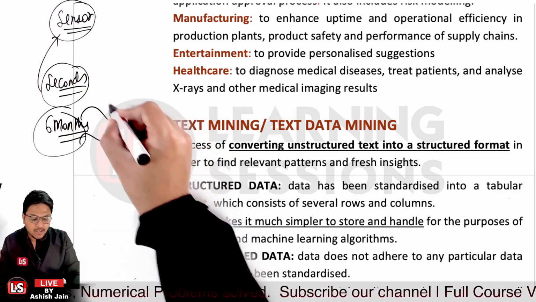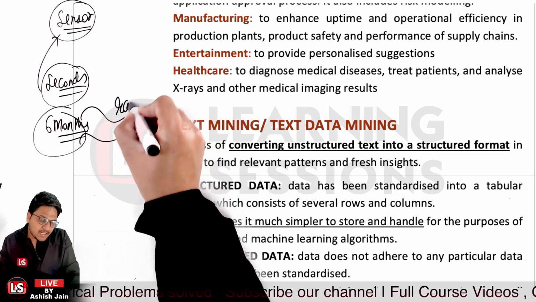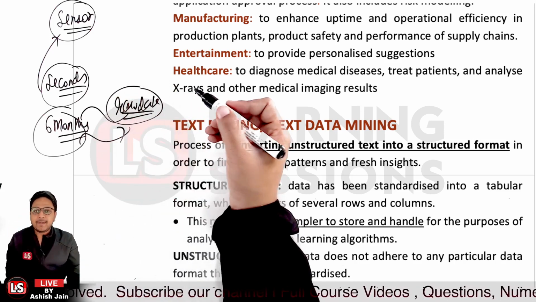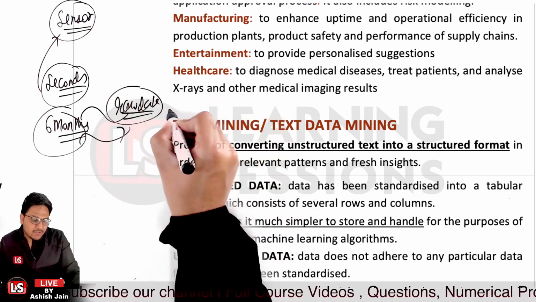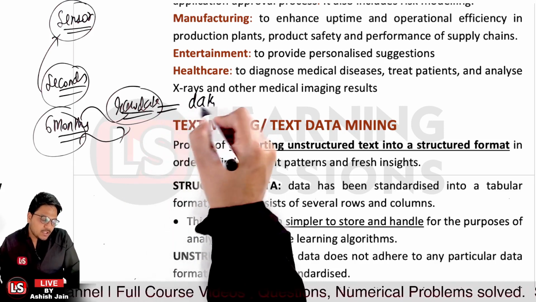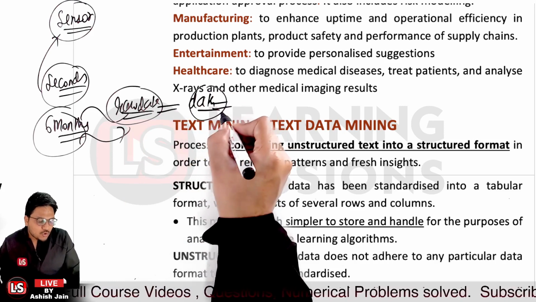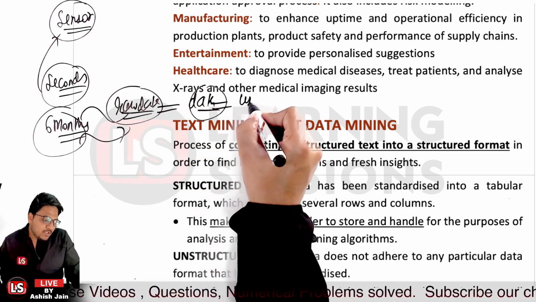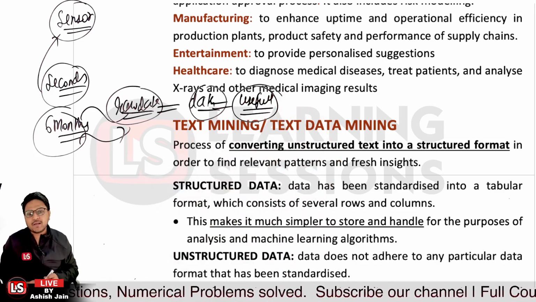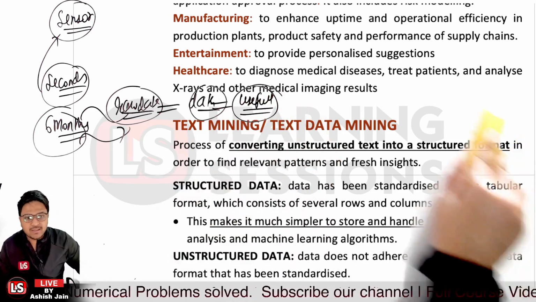If we look at the same thing, it's basically a very huge amount of raw data, and further you want to look for some pattern from there. Now you can use different data mining techniques, text mining techniques, so that you can extract useful information from the same. That's the main fundamental of text mining or text data mining.